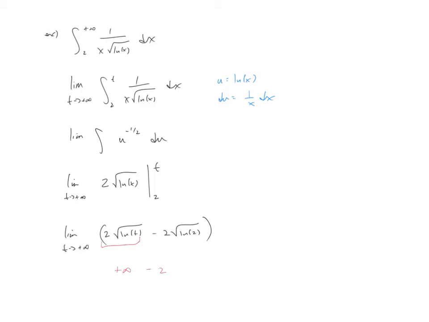And this is just some constant over here. I don't know what it is, but it's just a constant. When we take infinity minus some constant, it's negligible. Therefore, our end result would be positive infinity. So we would actually say that this improper integral diverges.